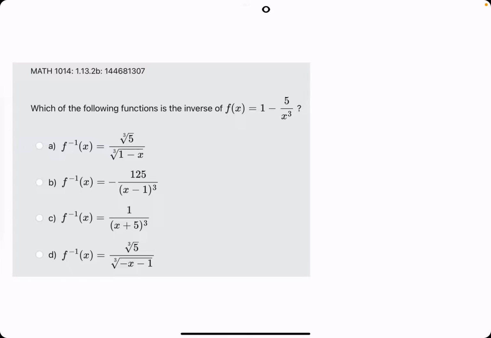Okie dokie. If you watched 113.2a, here we're doing 113.2b, which is going to use the same process, just with weirder functions, it appears. So I have 4 examples. Let's jump right into it.